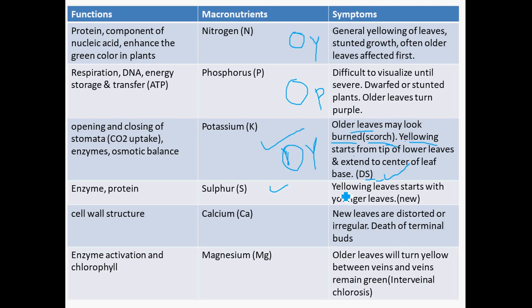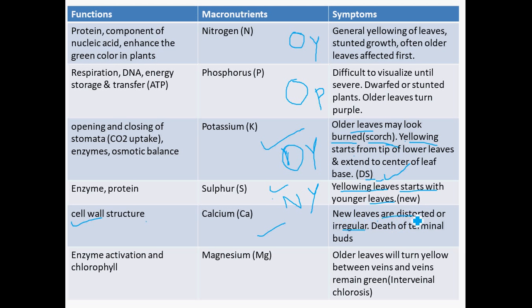Deficiency of sulfur causes yellowing leaves, and it starts with the younger leaves. Sulfur affects the new leaves, and it turns the leaves yellow. Now calcium. Deficiency of calcium causes new leaves to be distorted and irregular.